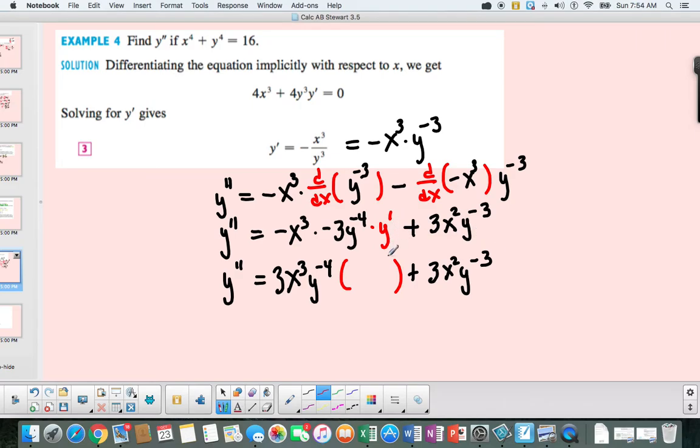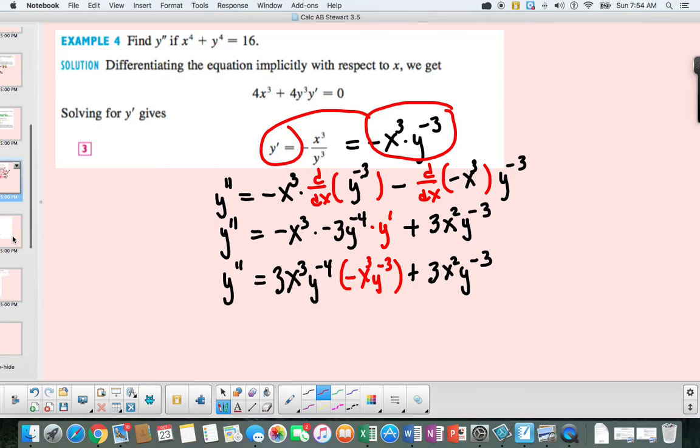So when you see this y prime, what you can do is substitute what y prime is. Here's y prime, that's what it's equal to. So I'm going to write opposite x cubed y to the -3. And now everything is in terms of x and y. You might want to clean that up before you use it.